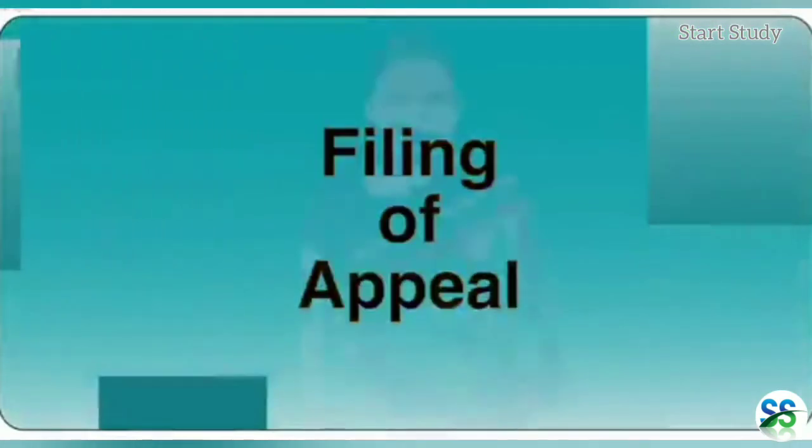Filing of appeal. Any person aggrieved from any order of the lower forum or commission can prefer an appeal before the higher forum or commission within 30 days of the passing of the order. The delay in filing the appeal can be condoned by the appellate authority if it is satisfied that there was a sufficient cause for the delay. Thus, in a case decided by the district forum, the appeal can be filed before the state commission and then the order of the state commission can be challenged before the national commission and no further.